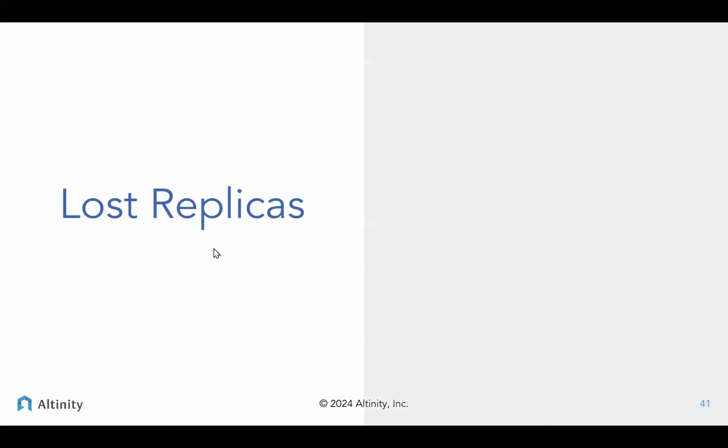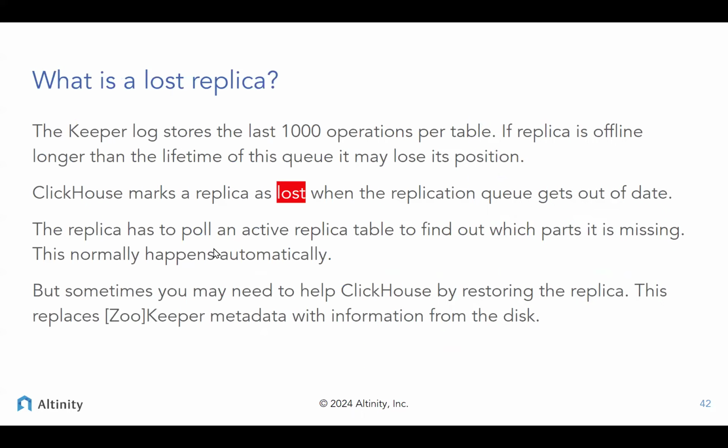Okay, let's look at our last problem. This is a quick one, 2 slides. It's lost replicas. So what is a lost replica? We have a lot of text, but let me cut to the chase. When ClickHouse replicates, as we've already discussed, Keeper keeps a log of the things that need to be replicated from the table. But that queue, if you will, has a limited length.